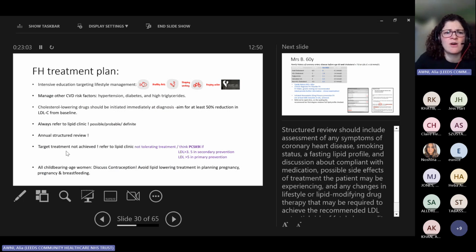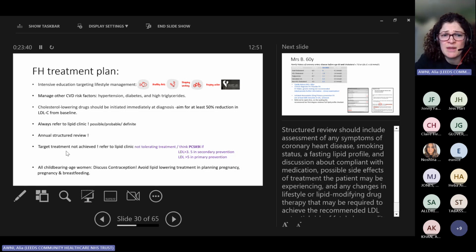A few things here. I come to the FH treatment plan. When we diagnose one, I will go into intensive education about targeting lifestyle management. That is a healthy diet, stopping smoking, and increasing physical activity. I always refer them to the Heart UK website. It's amazing and has a lot of information about FH and means of lowering cholesterol levels. We need to manage other cardiovascular risk factors, like making sure that their hypertension and diabetes are well controlled, and lowering any high triglyceride levels.